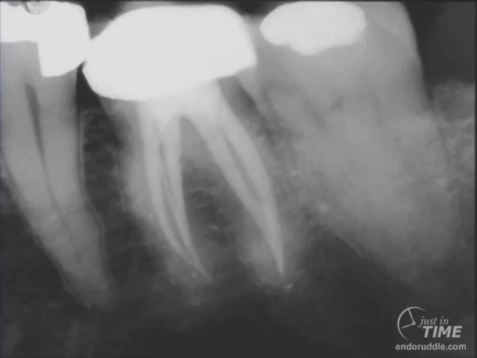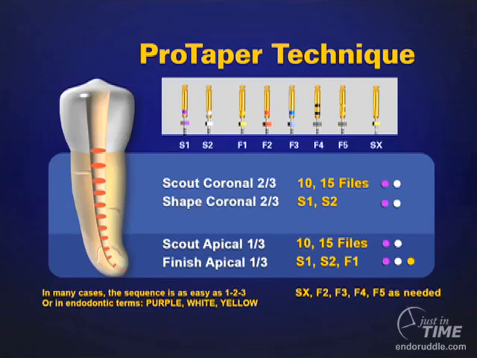Notice the crown has been replaced provisionally, and I'll let the general dentist decide if they want to utilize this crown in the future or if a new crown in fact should be made. To summarize the ProTaper technique, you can go to my website and download this technique card for free, but it is a nice way to look at the technique in a very simple way.